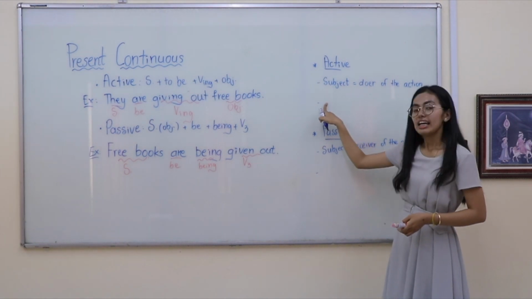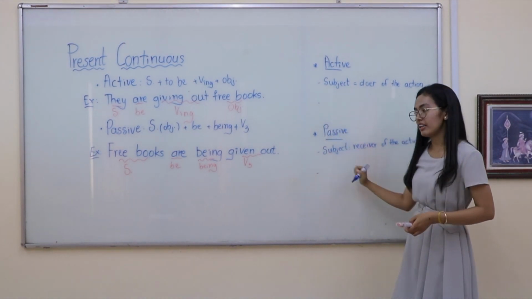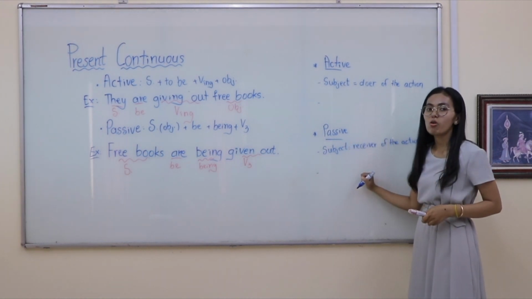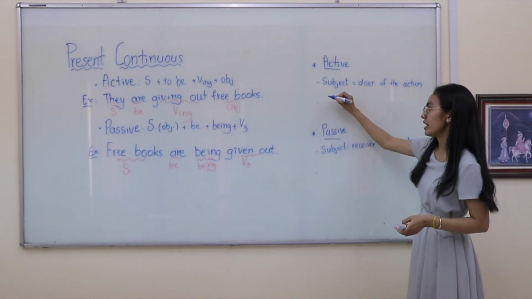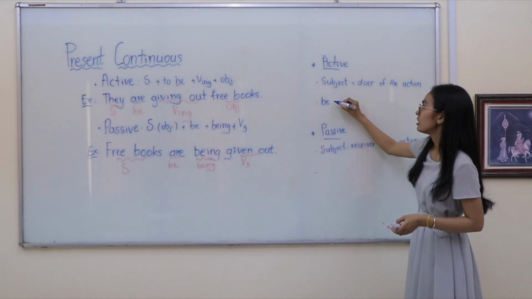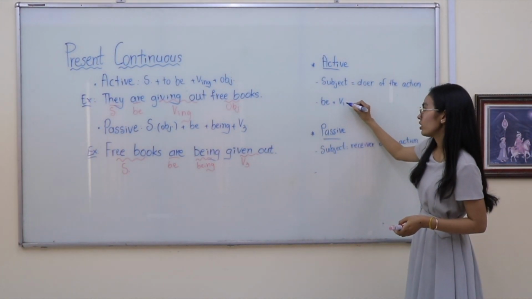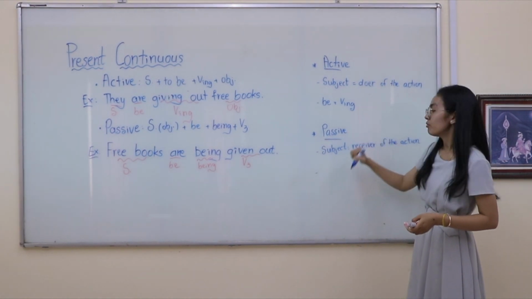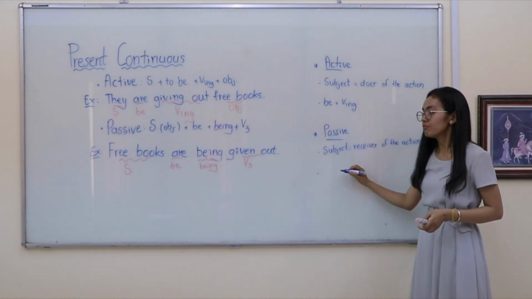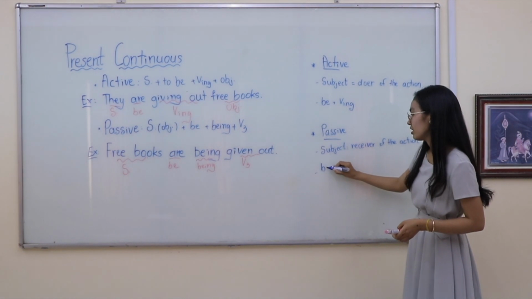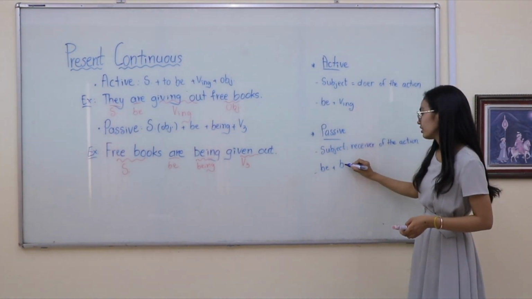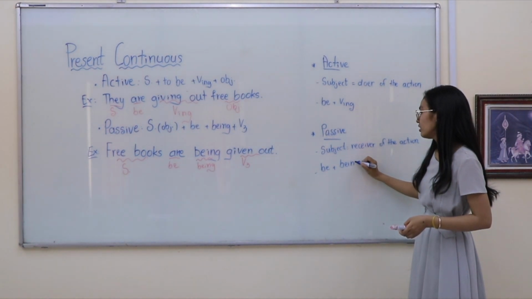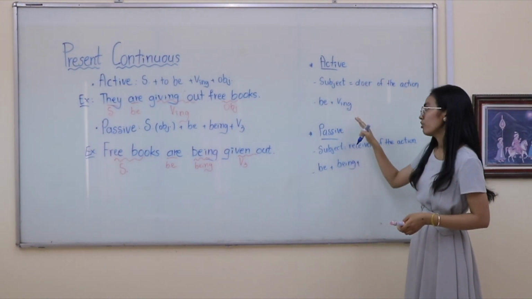Okay. Active sentences, especially in this sentence, we always use be plus verb ing for continuous active. But for continuous passive, we always use be, the same thing, plus being, and plus verb 3.